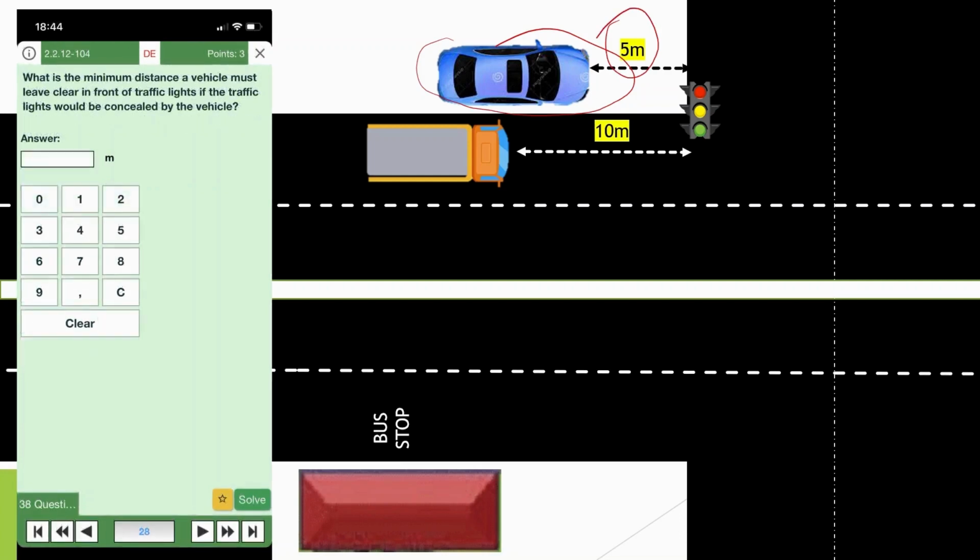What is the minimum distance a vehicle must leave clear in front of a traffic light if the traffic lights would otherwise be concealed? Okay, in this case, if you think your vehicle would conceal this traffic light, you must maintain 10 meter. Okay, so that's the answer. Let's look at the next scenarios.